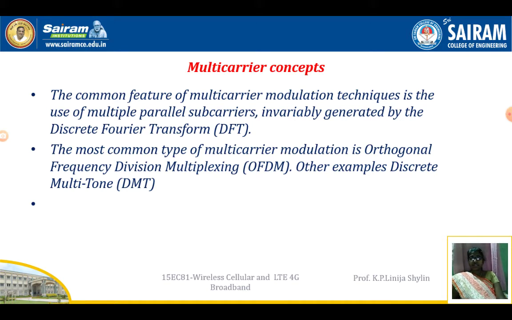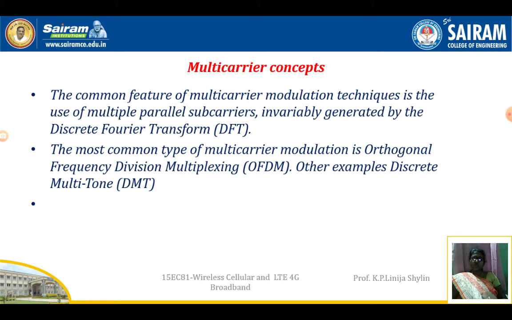The multi-carrier concept is also popular in digital video broadcasting, and beyond 3G, that is WiMAX, and also long-term evolution. Multi-carrier modulation has one common feature: it uses multiple parallel subcarriers, generated by a discrete Fourier transform, abbreviated as DFT. The common type is OFDM, orthogonal frequency division multiplexing. Another example is DMT, discrete multi-tone.